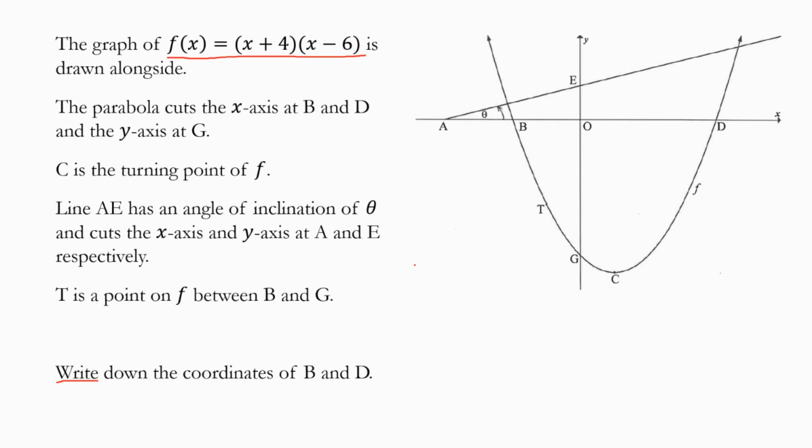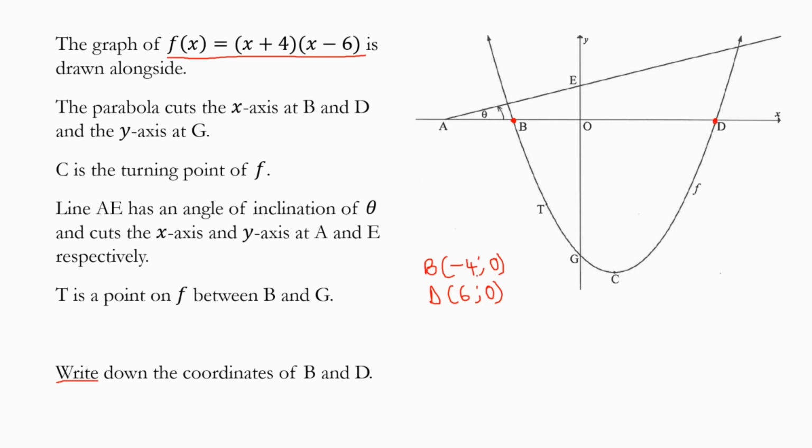So it means the coordinates of B, the x coordinate is -4, and then the y coordinate. B is what? You have to ask yourself this. B and D are the x-intercepts. So the y along the x-axis is 0. So 0. And then the coordinates of D, the x coordinate is 6, and the y coordinate is 0.